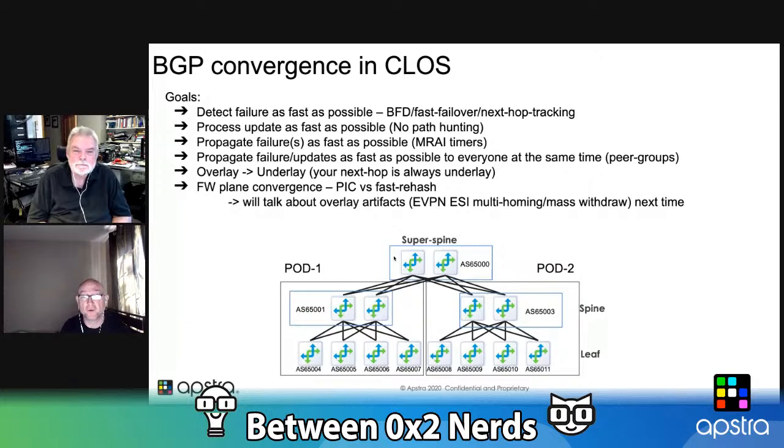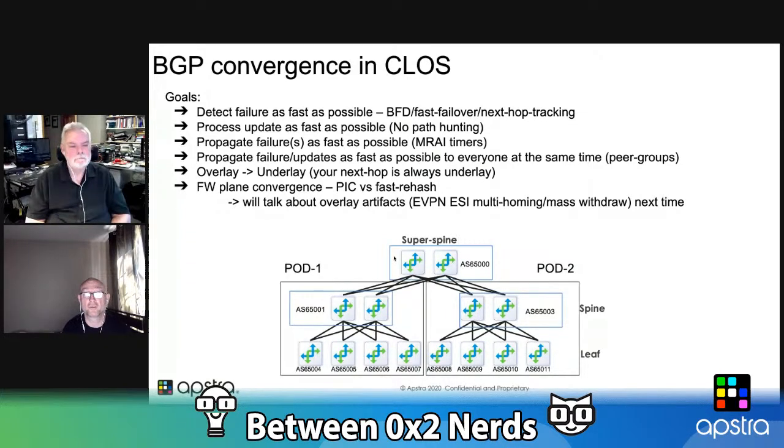So, overlay to underlay relationship. As we go forward, we will talk more and more about overlay, in our case, EVPN. However, what's always important to remember is your next hop is always an underlay route. So imagine in this data center, you run both overlay and underlay. Your overlay, in this case BGP EVPN, in a route received, the next hop will be underlay.